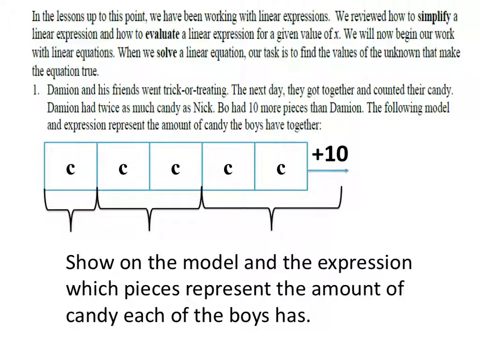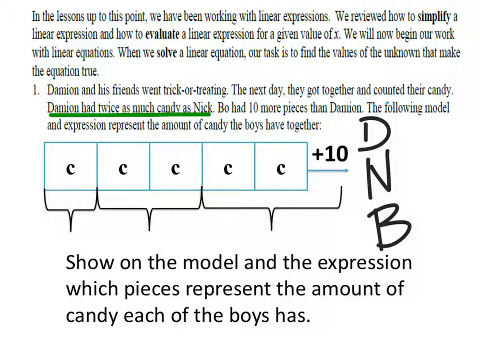Here we go. We have 3 people: Damien, Nick, and Bo. We just have to figure out in this model, and we'll look at the expression in a moment because you have that on your paper, which part of this model represents Damien. So let's identify where it talks about Damien in the words. This one specifically says that he had twice as much candy as Nick.